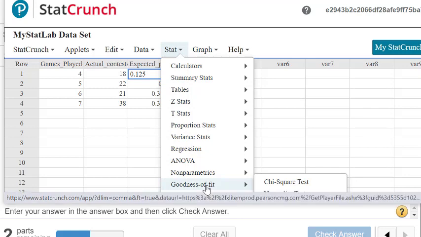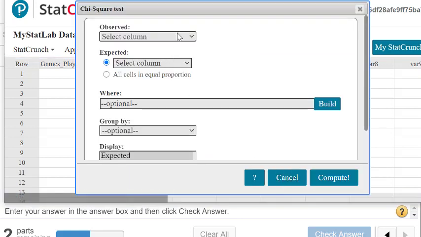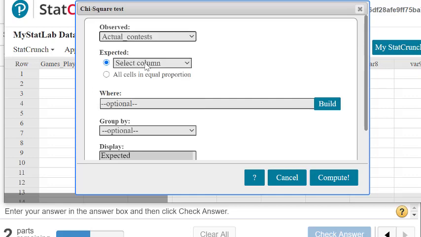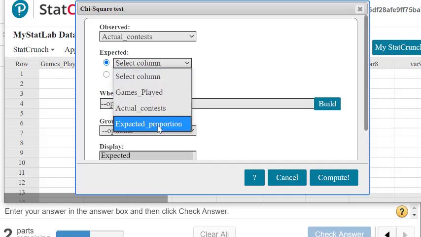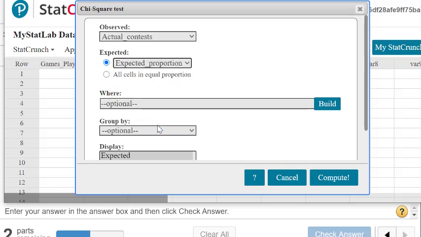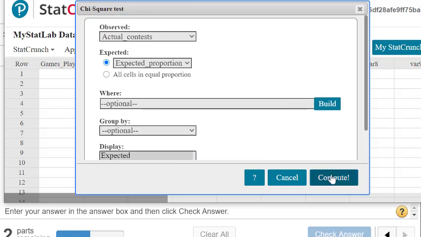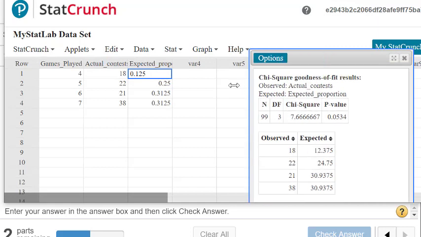So we'll go to Stat, Goodness of Fit, and this is going to be a chi-square test. We're going to select the observed column. That's the actual contest. Now the expected is not going to be all the same proportion, so we're going to have to select the expected proportions. And then let's display the expected values so that we can see it. Okay, let's do the computation, and here we go.